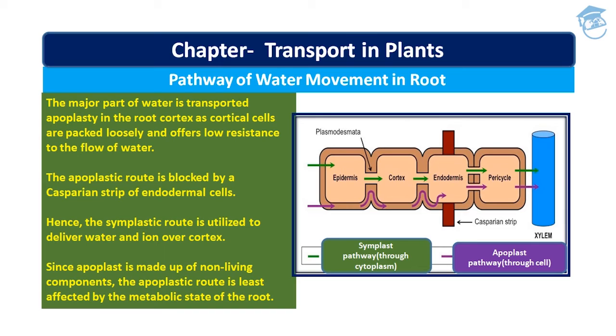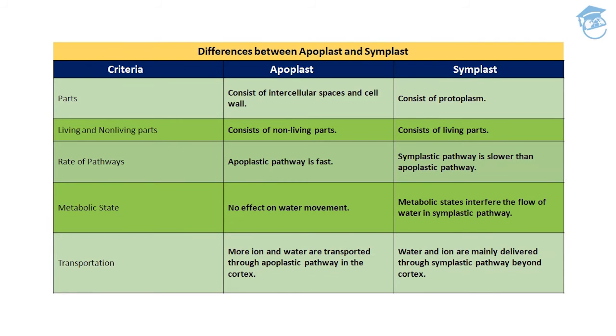Okay, so hence symplastic root is utilized to deliver water and ion over cortex. See, from epidermis it goes to the cortex, from cortex to endodermis, and from endodermis to pericycle. So since apoplast is made up of non-living components, the apoplastic root is least affected by metabolic state of the root. Okay, now we'll talk about the differences between apoplast and symplast.